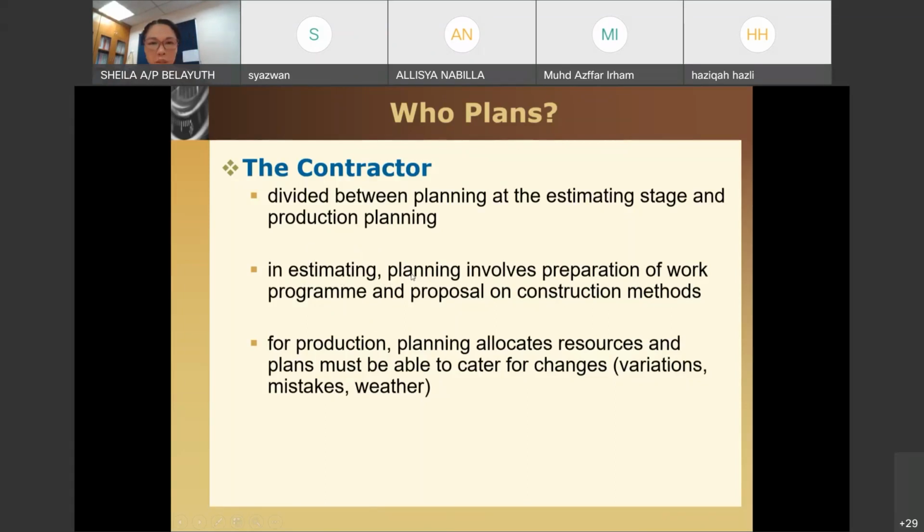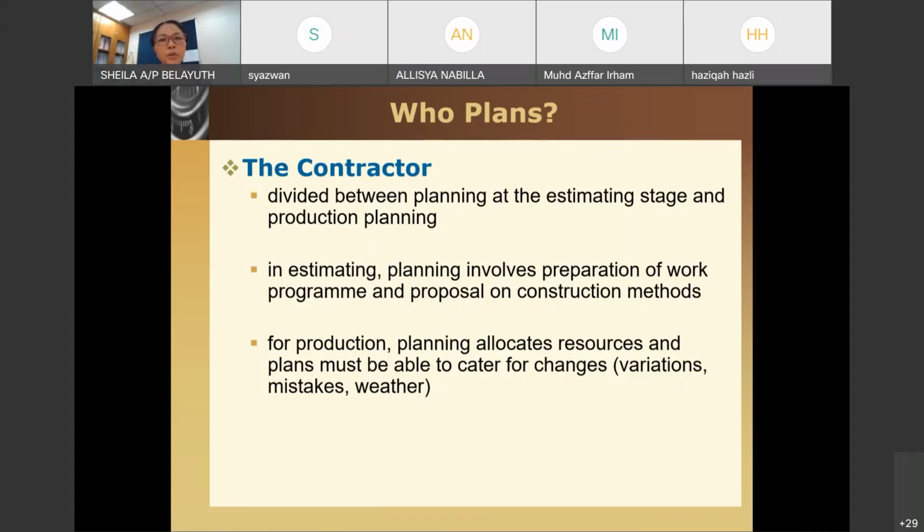In estimating, planning involves preparation of the work program and proposal on construction methods. For production, planning basically allocates resources. Plans must be catered to changes. At the tendering stage, you would look into how you are going to carry out the project. Once you buy the tender document, you can see the drawing and the specification, so you can plan.